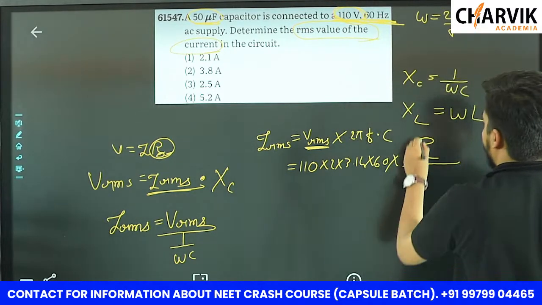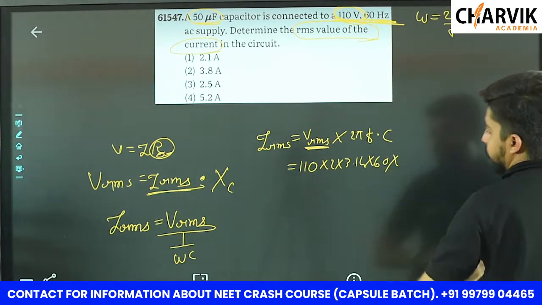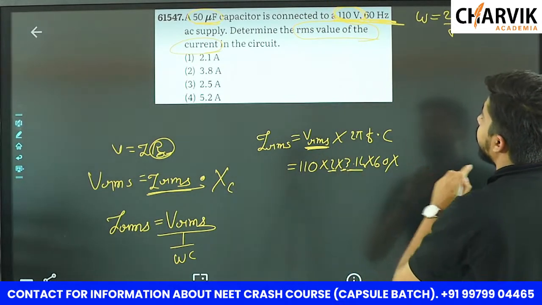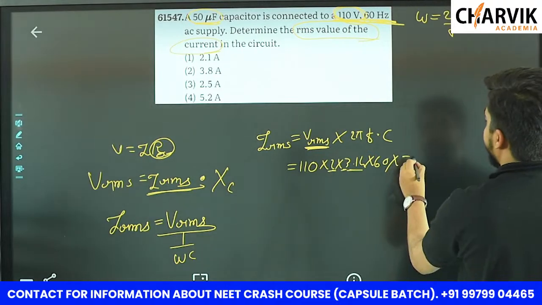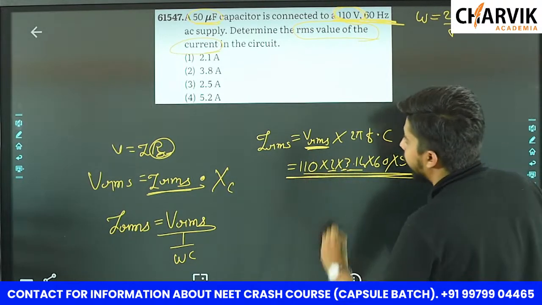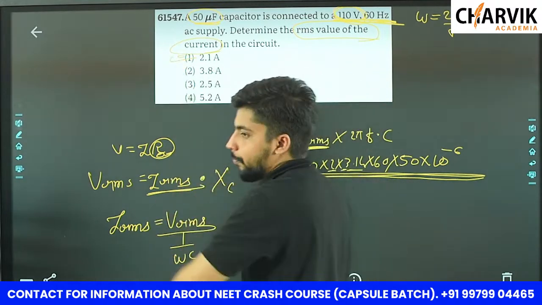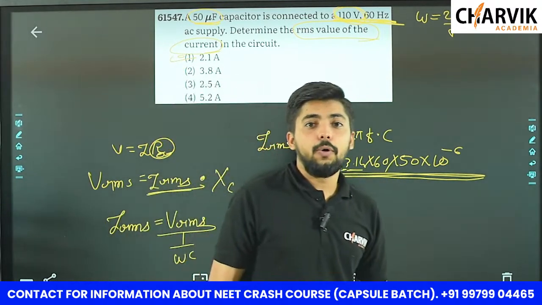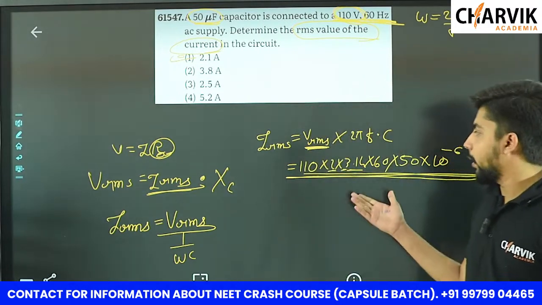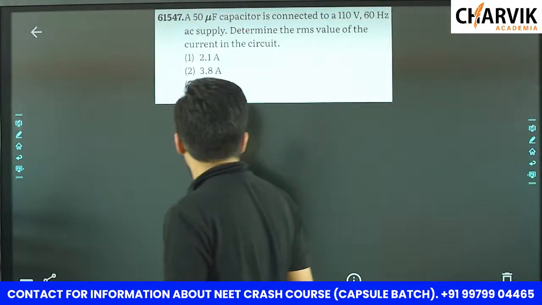Just let me clear the board a little bit. Yes, so we have placed the value of 2 into pi into frequency, and the value of C is given as 50 into 10 raised to minus 6. Just solve this in the calculator, and by solving this you will get the answer as 2.1 ampere. Again, we have discussed the theory, we have discussed the equations, we have put the values in the equation. Just do the calculator part and you will get the answer of 2.1 ampere. Okay, so let us move to the next question.